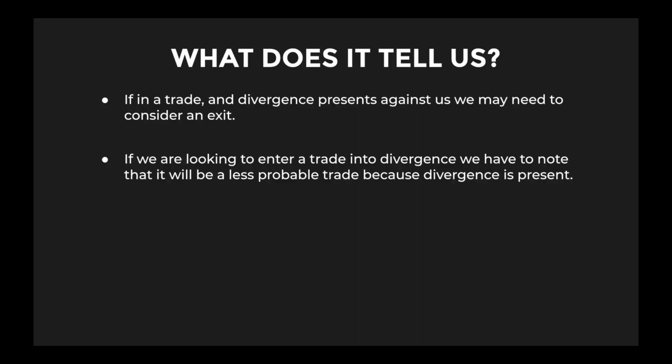You can use divergence, if it's presenting against you, to say, hey, you're in the trade, you're up in profit, but divergence is building. Maybe you take your exit here. We may go to the higher time frames to see what the true direction of trend is, to determine if we should pull the trade or not. But we definitely want to understand that divergence can present against our A1 trade and signal that change is coming. If we're looking to re-enter a trade into divergence, we have to take note of that, because it's going to be a less probable trade because divergence is present.